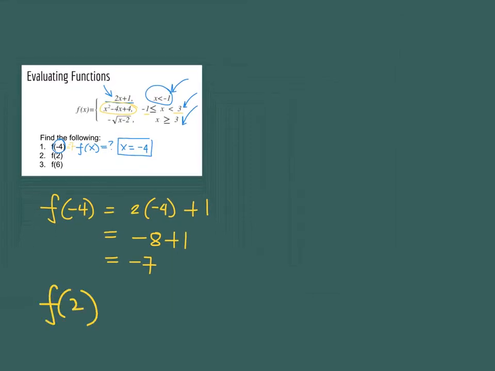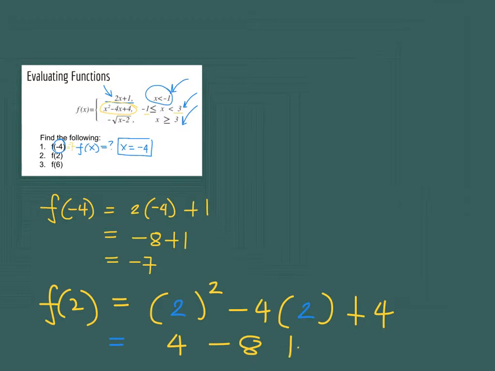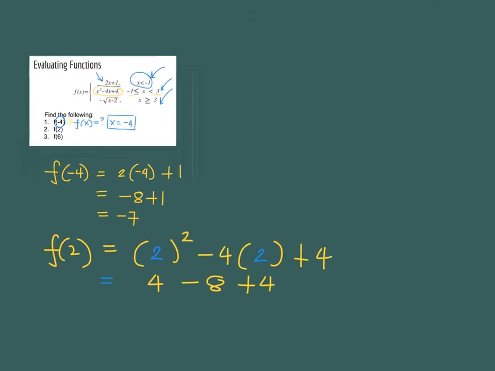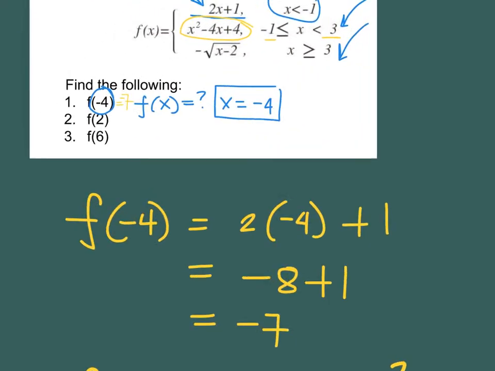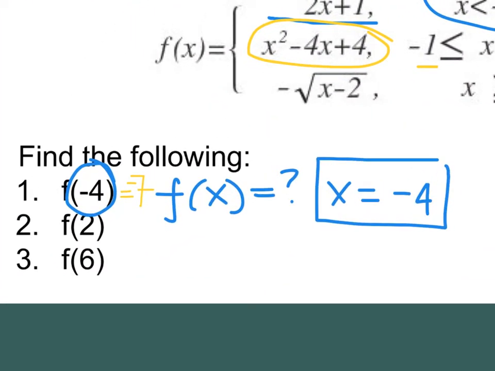f of 2, the 2 will be substituted to x squared minus 4x plus 4. So putting the number, that's 2 and 2, we have 4 minus 8 plus 4, in which the value is equal to 0 because 4 minus 8 is negative 4, plus 4, so that is 0. So f of 2 is equal to 0.